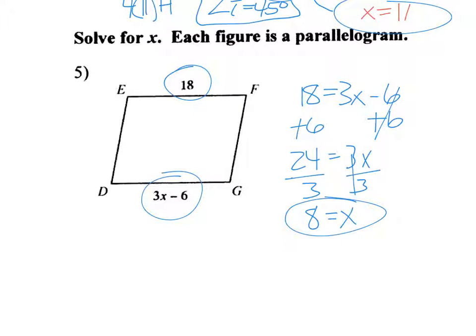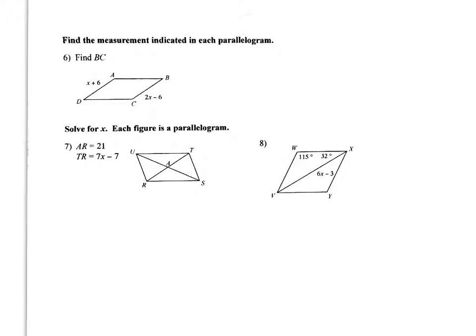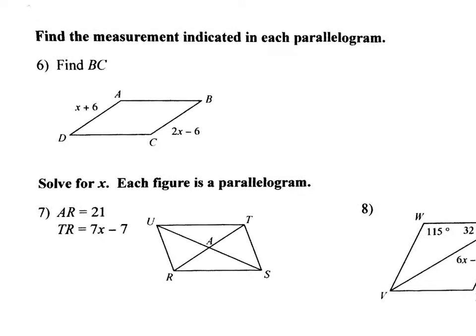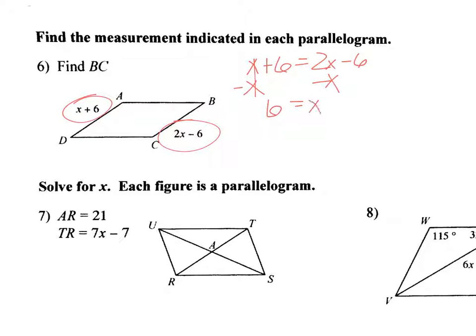Alright, now let's go to the next page. So continuing on. It says find the measurement. Here we're finding the measure of the side. Again, we're using opposite sides. We know opposite sides are congruent or equal. Just going to set those equal. Minus x gives you x minus 6, add 6, gives you 12 as x.